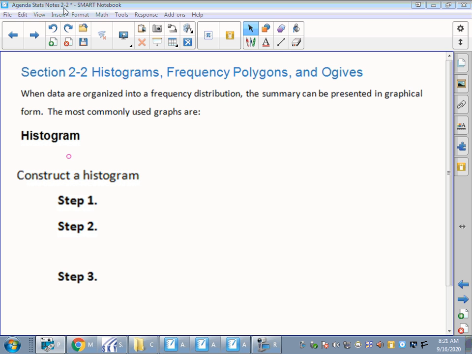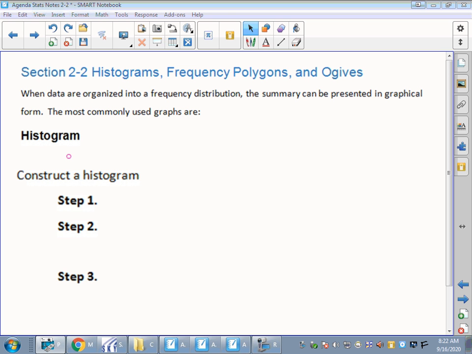I want you to know that section 2.1, both A and B, making a frequency table or a frequency distribution table is always going to be your first step. That's why it was section 2.1. Everything that we do from here on out, we need the data organized as a frequency table in order to make all of these happen. So we're going to talk about 3 visual representations: histograms, frequency polygons, and ogives.